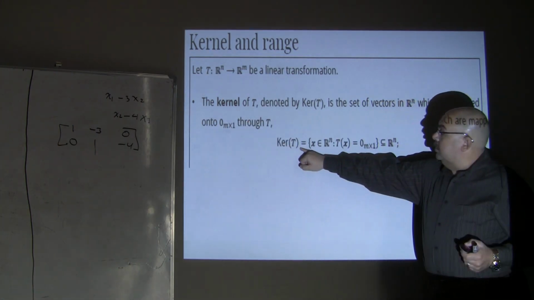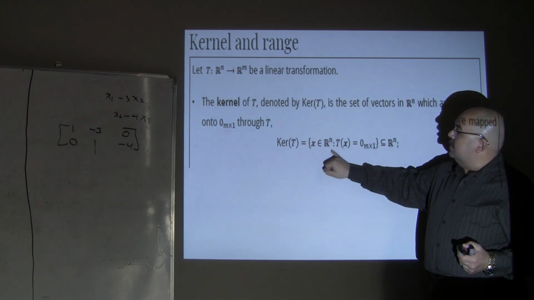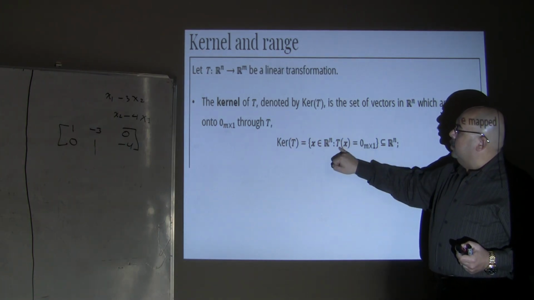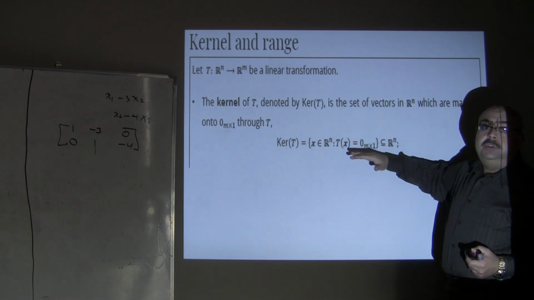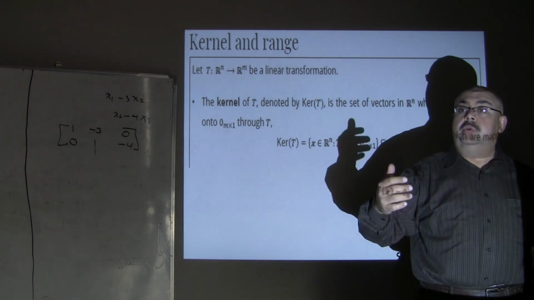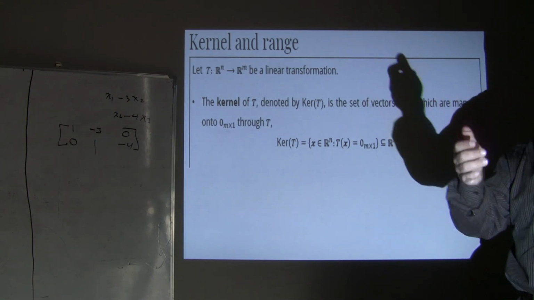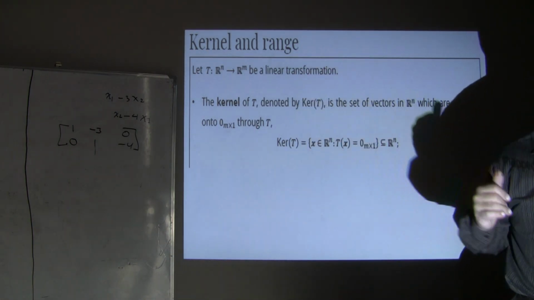So the kernel of T is the set of x that belongs to Rn such that the linear transform is equal to 0. And from here I can get the conditions, and I will know down the road how to get the vector space of the kernel and the dimension of the kernel.